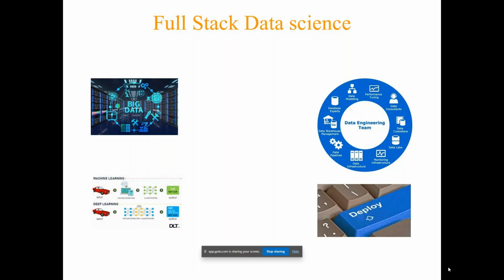And as a data engineer, you have to perform some activities like ETL: extract the data, transform the data, load the data, and maintain data for analysis purposes or reporting purposes, which is on the right hand side. And when you come to the bottom two lines, you have machine learning followed by deep learning.